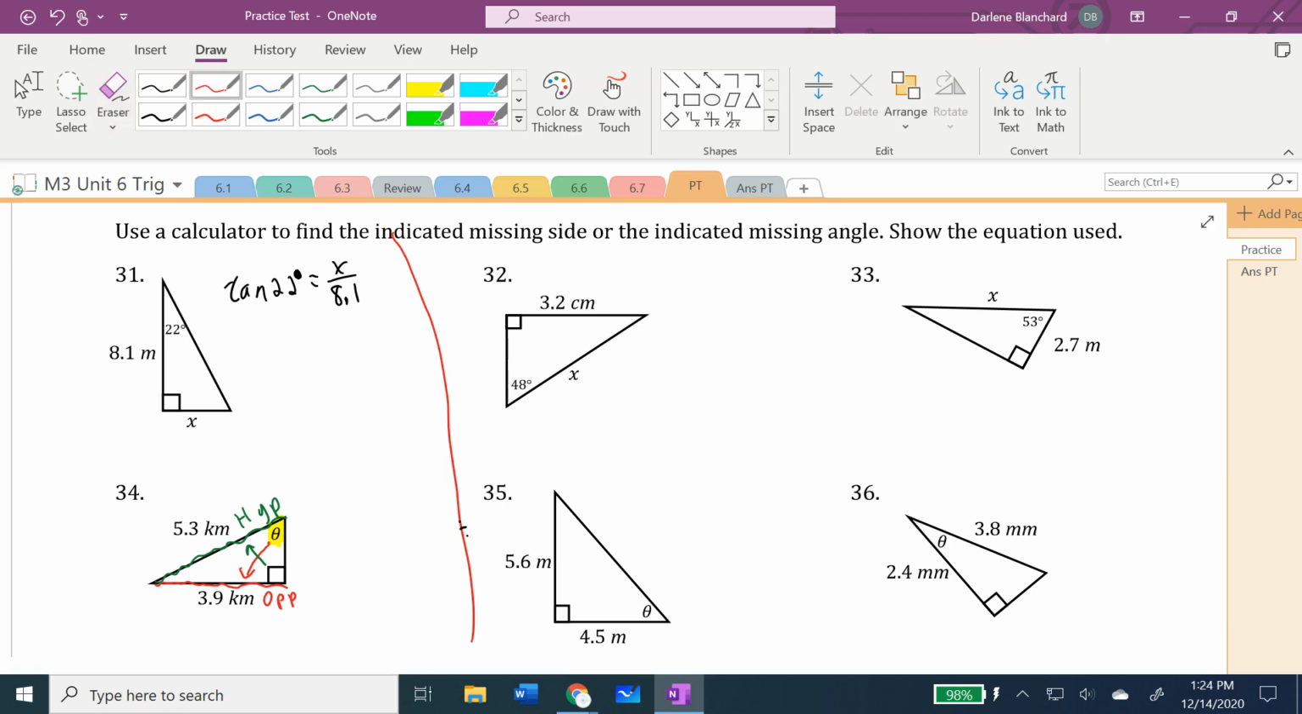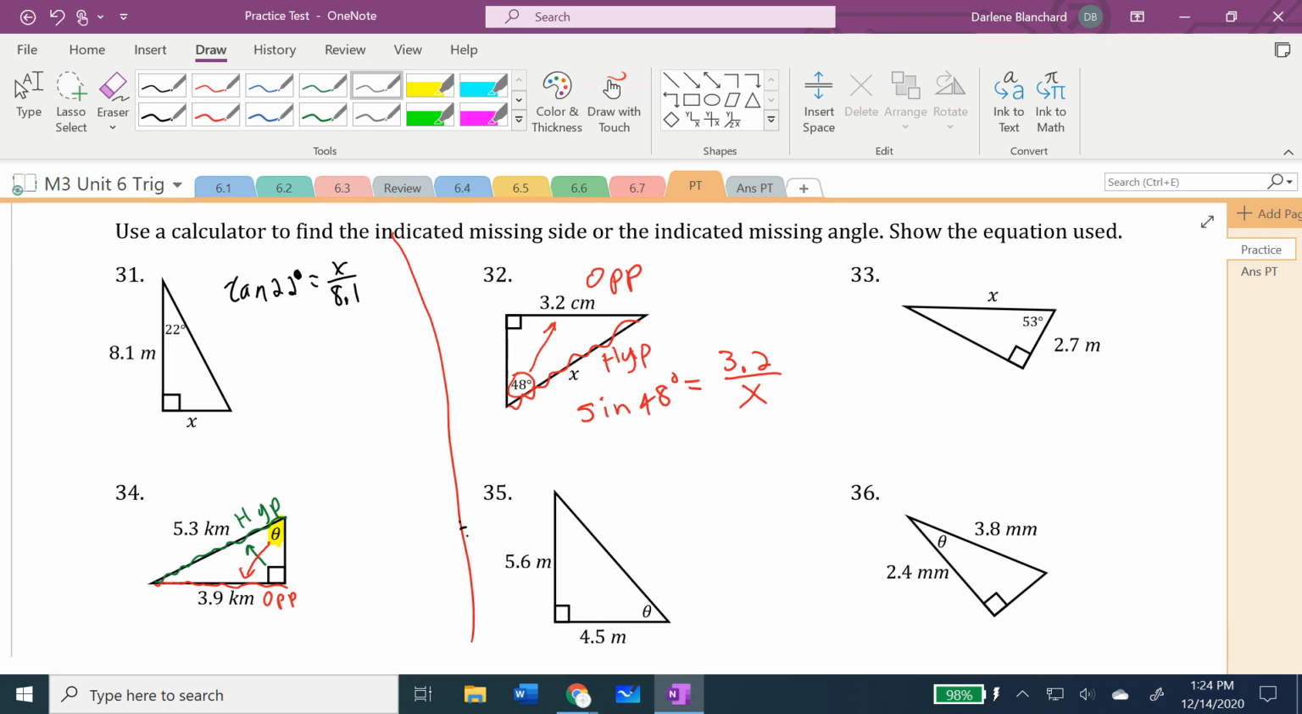With each one of these problems, you want to identify which trig function you're working with. Here's the angle. This is the hypotenuse. This is the leg that is opposite the angle that I'm working with. That means I'm going to work with sine of 48 degrees. And sine of an angle is equal to its opposite side divided by its hypotenuse.